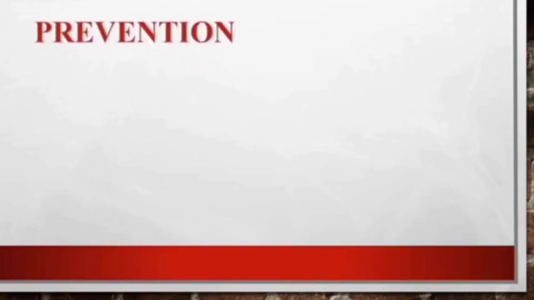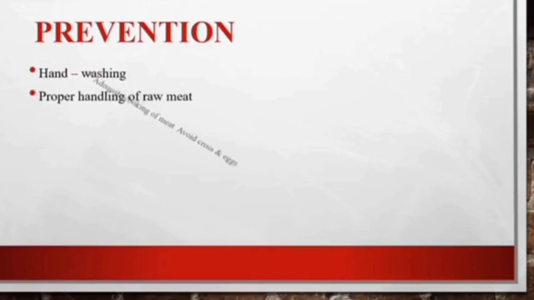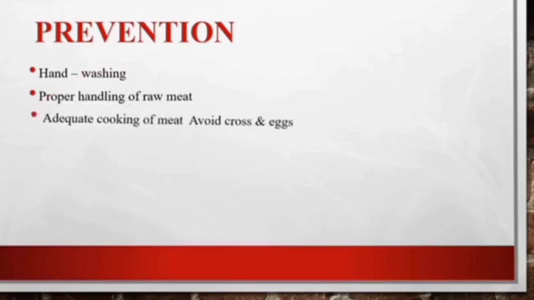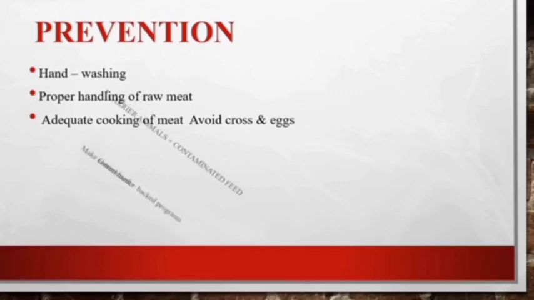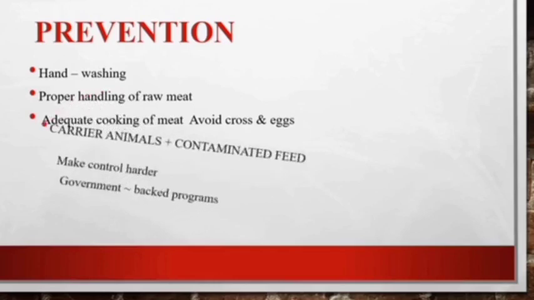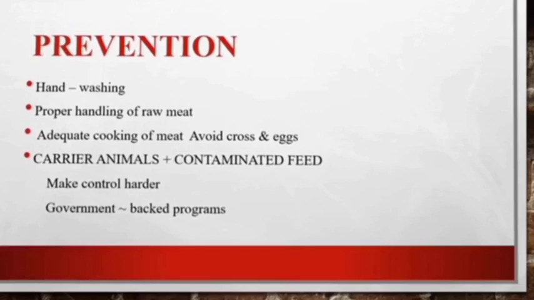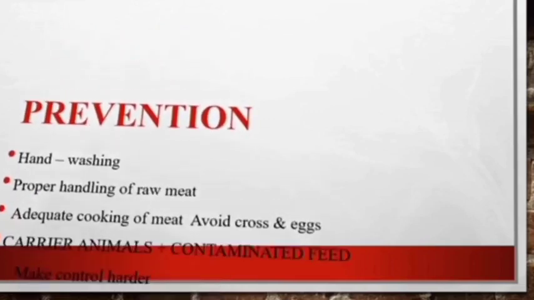Now, prevention. Prevention includes the following precautionary measures: wash hands properly and sanitize them, handle raw meat properly, and cook the food, including meat, properly. And you have to stay away from contaminated animals and their products like their meat and eggs. These are the precautionary measures you have to follow, and you can protect not only your animals but also your health from this type of bacteria.